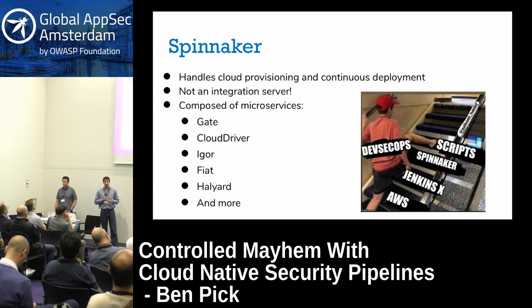Now Halyard is the configuration management service, which configures all the other services. Fiat is the authorization service, which checks to make sure whether or not something has, say, service level access and queries it before running anything important. Then you have Gate, which is the API manager, the API gateway itself. And I believe that's everything. Passing off to Jack.